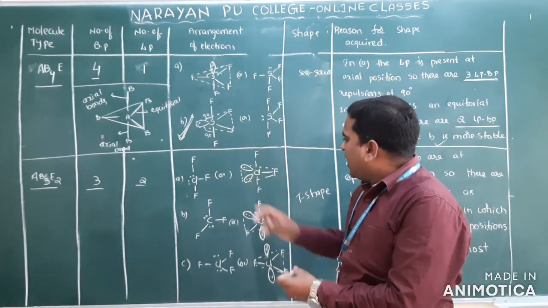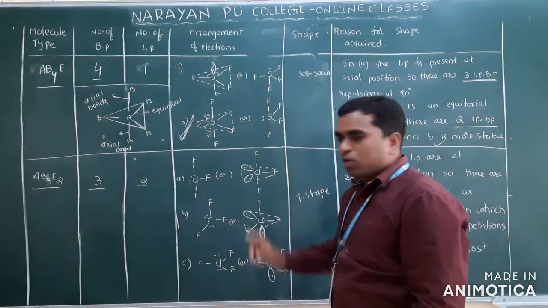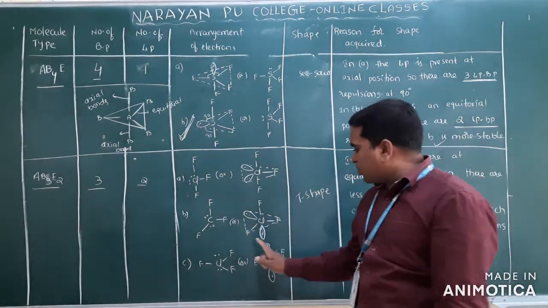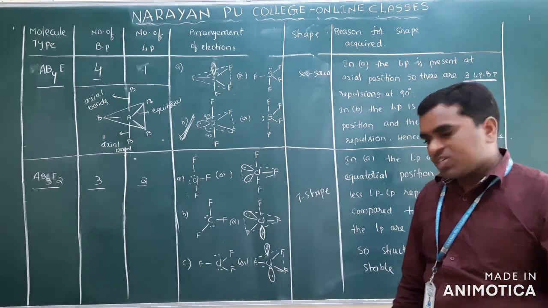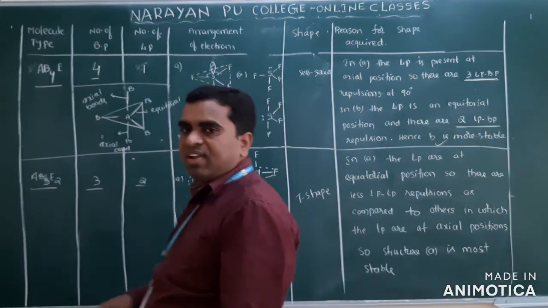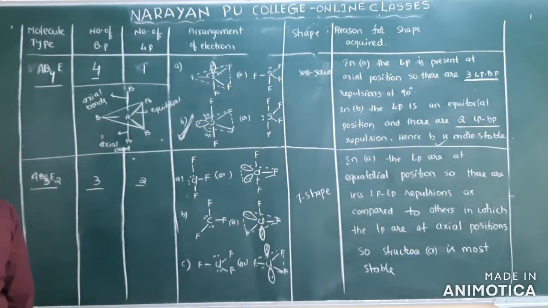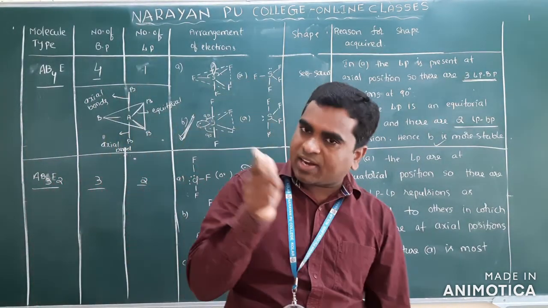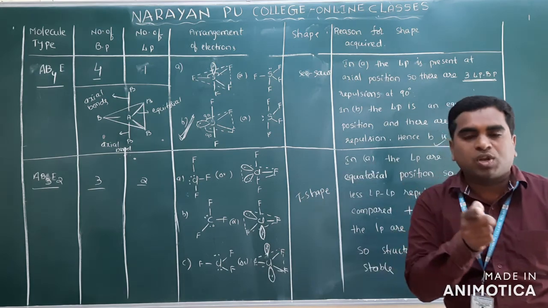So how many possibilities here? First, I will keep both lone pairs at the equatorial positions. Second, I will keep one at the equatorial position and another at the axial position. Third, I will keep both at the axial positions. So where do I have to keep the lone pairs? Lone pairs should be kept at equatorial positions.